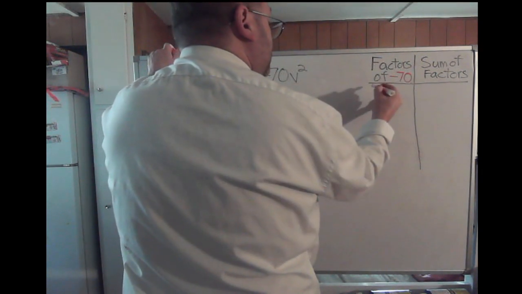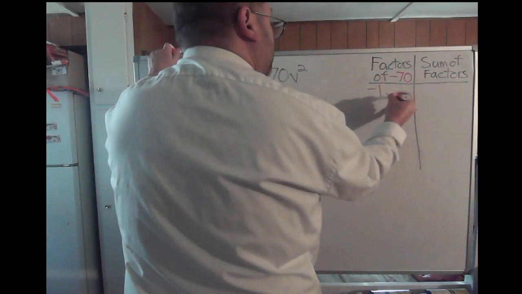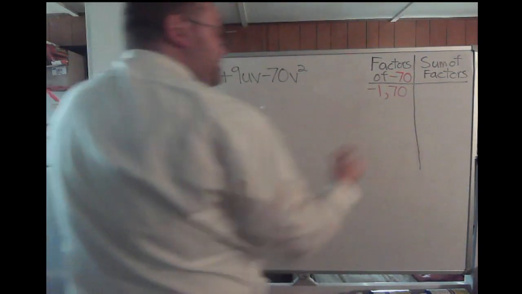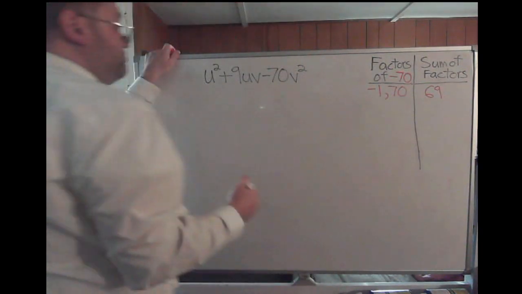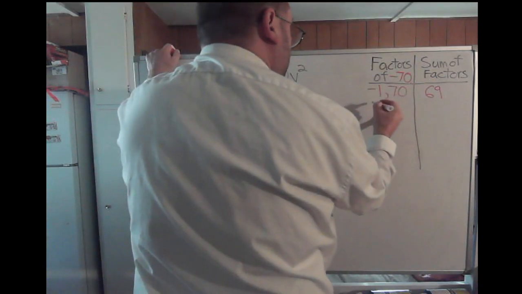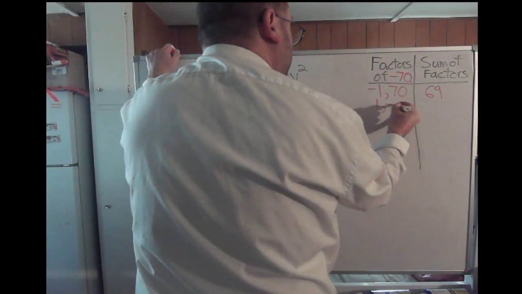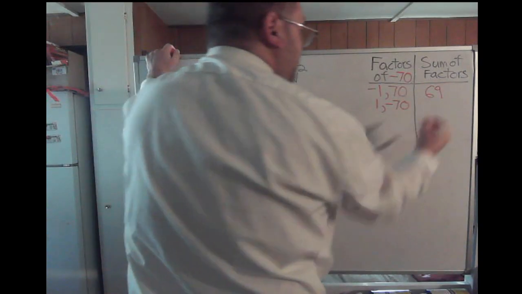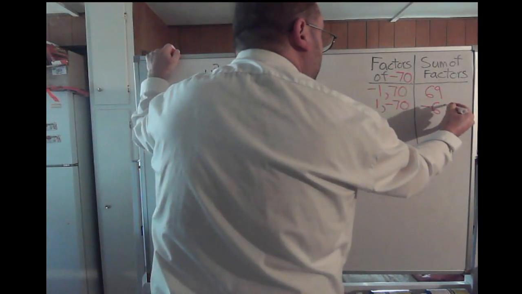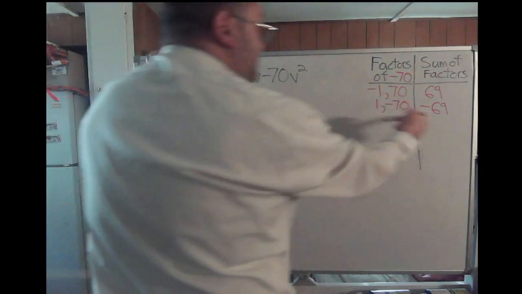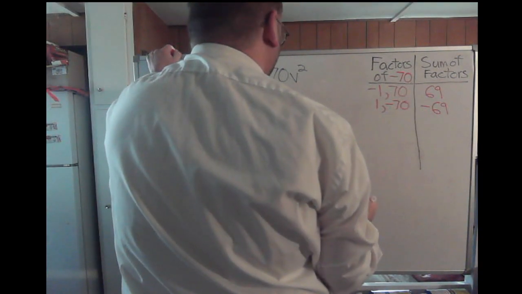Factors of negative 70. We start with negative 1 and positive 70. You add negative 1 and positive 70 together, you'll get positive 69. Well, your middle coefficient should be 9, not 69. That doesn't work. So how about positive 1 and negative 70? Add 1 and negative 70 together, you'll get negative 69. Well, your middle coefficient should be positive 9, not negative 69, so that doesn't work.